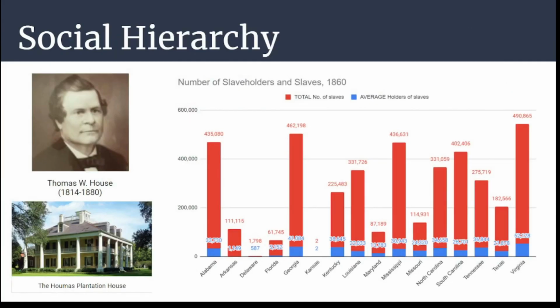So if I bring you back to this chart, which shows you the number of slave owners by state, you can see the total number of slaves in red, and then the average number of people in the state who hold slaves. Okay, so if you take a look at this chart, we'll look at Texas. Texas at 182,566 slaves and 21,878 slave owners. So those 180,000 people were split up between 21,000 people.